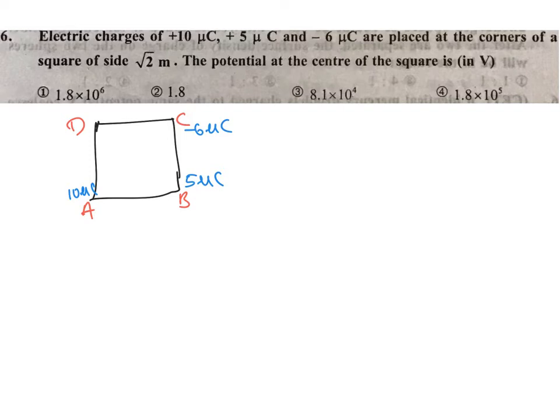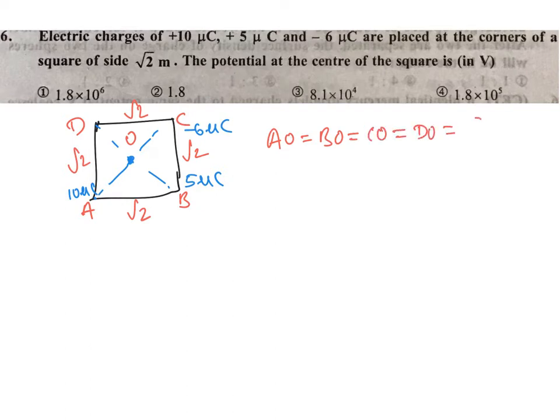So now the question is to find the value of the potential at the center. Let me take the center as O. The side is given as root 2 meter. See clearly, AO must be equal to BO, equal to CO, equal to DO, that is equal to side divided by root 2.